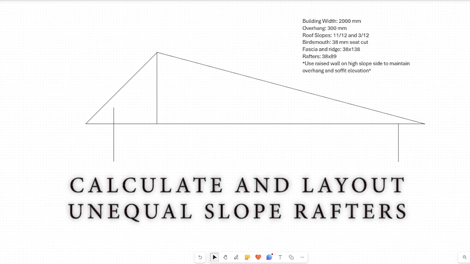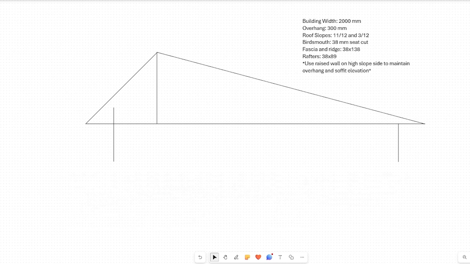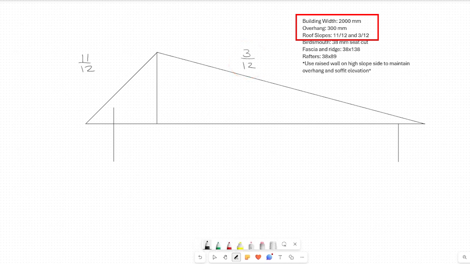Okay, today's lesson will be on unequal sloped common rafters, and in this case we'll be using a raised wall on the steep side to maintain overhang and soffit elevation. First of all, we want to start out with some of the details here. I show an 11/12 on the steep side, and there's a 3/12 on the low slope side. Also, my building width is 2000, and my overhang is 300.